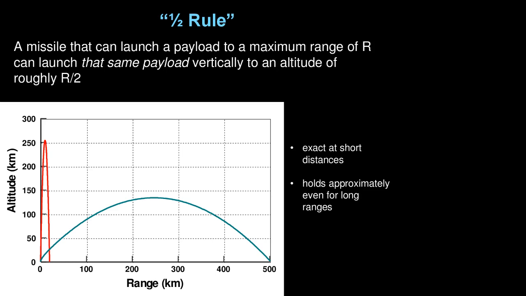You can show that that's exact at short distances. What's interesting is that it holds approximately even for long distances. So again, it's a useful rule of thumb to keep in mind. Now, so far, this has really been about the relationship between speed and range, and now the question is, how do you get a missile to actually do this?